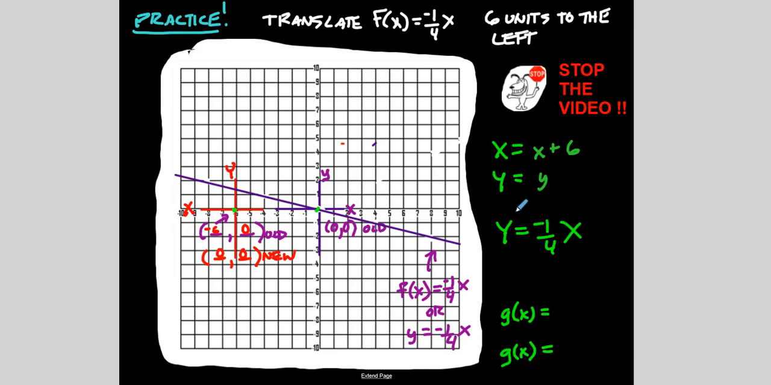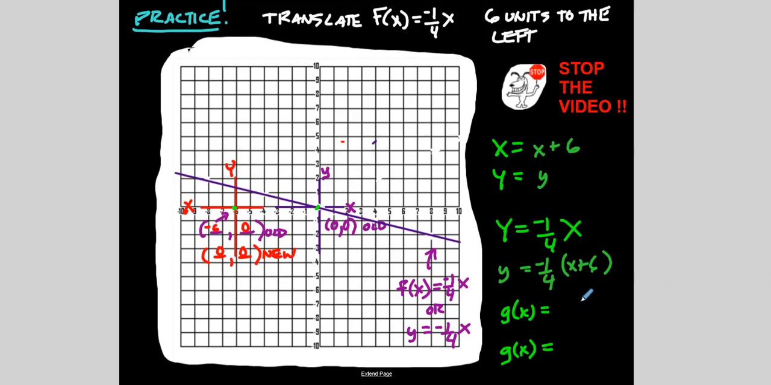So that means big Y is going to be, well, I'm going to replace big Y with little y, and then I'm going to have -1/4, and I'm going to replace big X with quantity x plus 6. So this is the translated function.